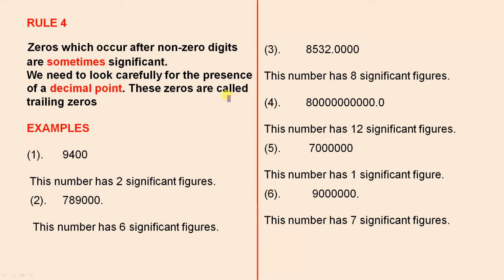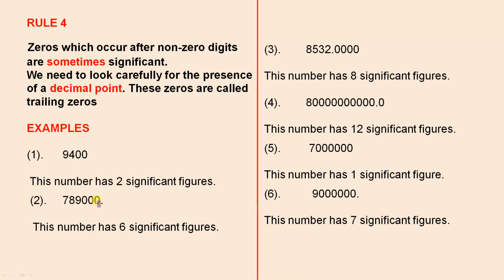Rule 4. This can be the trickiest of all, but again, just follow the rule and you'll have no problems. Zeros which occur after non-zero digits are sometimes significant. We need to look carefully for the presence of a decimal point. These zeros are called trailing zeros. Let's look at the examples. Here we have 2 zeros occurring after the 4. We do not see a decimal point anywhere. Those 2 zeros are not significant. Therefore we have 2 significant figures, the 9 and the 4.